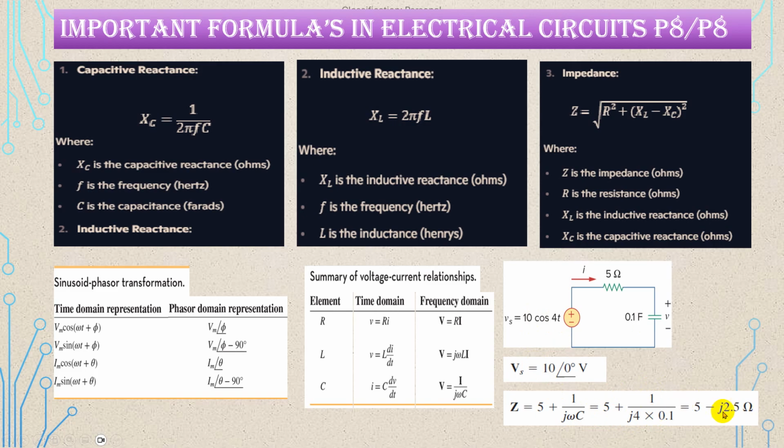Then solve this equation and we will get the equivalent impedance. Once we get the equivalent impedance, like Ohm's law, Vs divided by Z is your I. I is equal to Vs divided by Z. Apply here. If you want V at the capacitor, it is the current multiplied by the reactance Zc. So this is your voltage across the capacitor, 4.47 at angle minus 63.43.